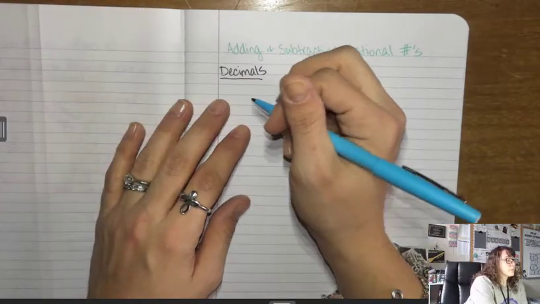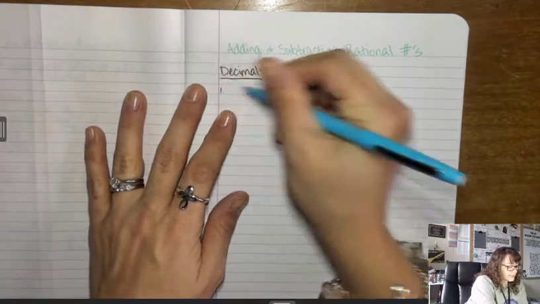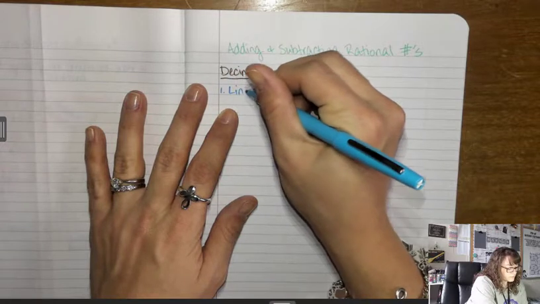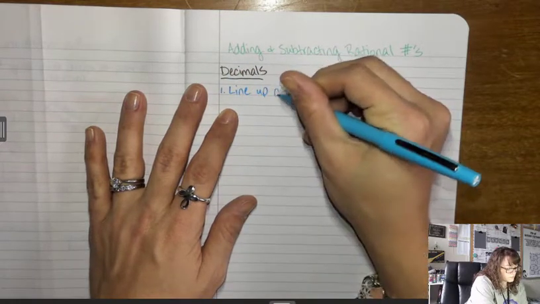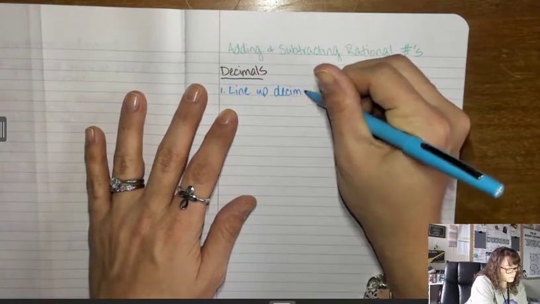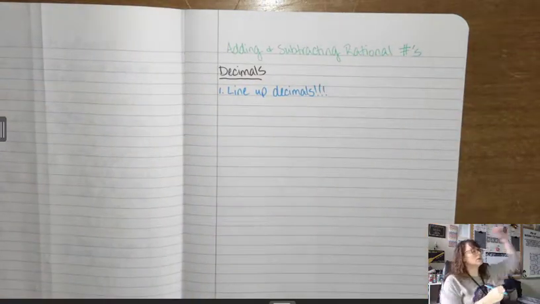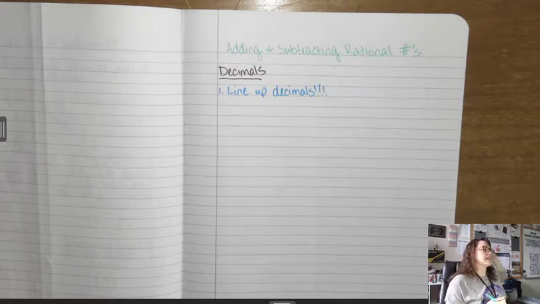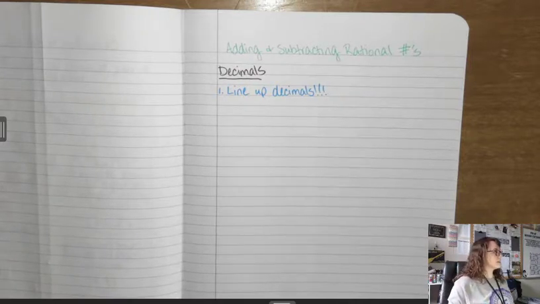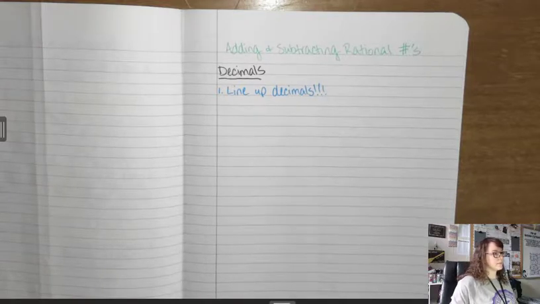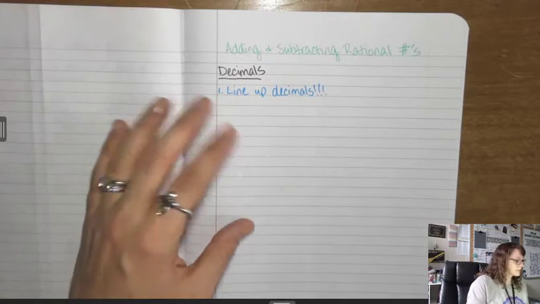The one thing you have to remember about decimals is you have to line up the decimals. You cannot take tens away from tenths. Those are very different. It's taking a dime away from a dollar and ending up with 0. That's not how that works.